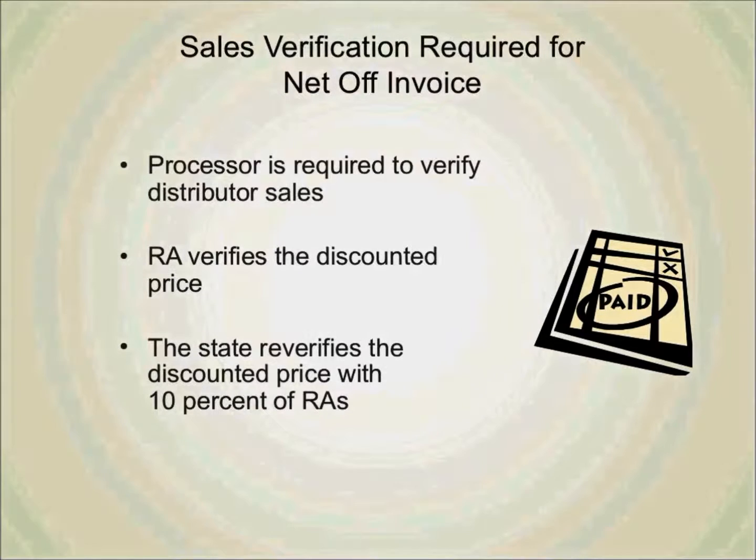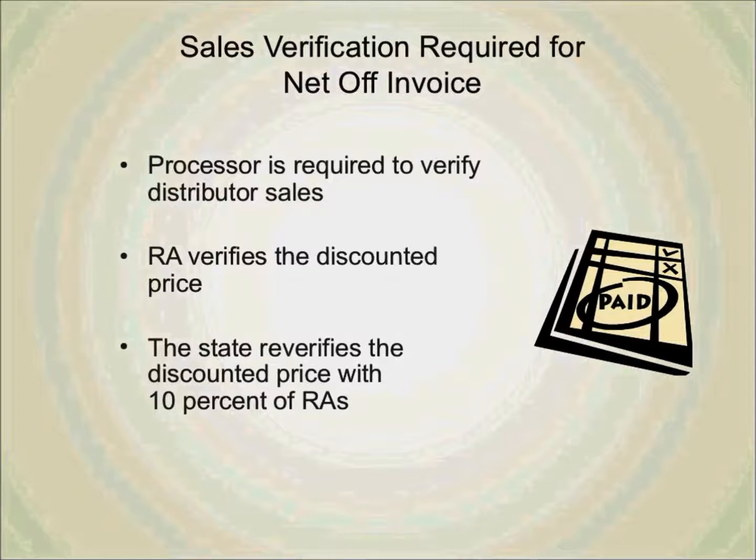A non-response from an RA is considered a positive response, and the processor assumes that the product was sold at the discounted net price. The state is required to contact a percentage of the schools to re-verify sales, so RAs may hear from our office regarding sales verification. The state re-verifies sales twice a year.